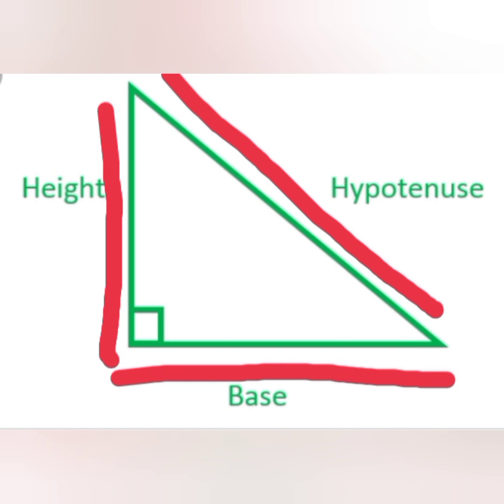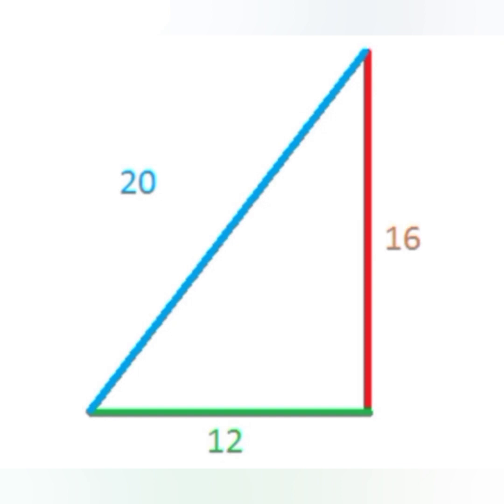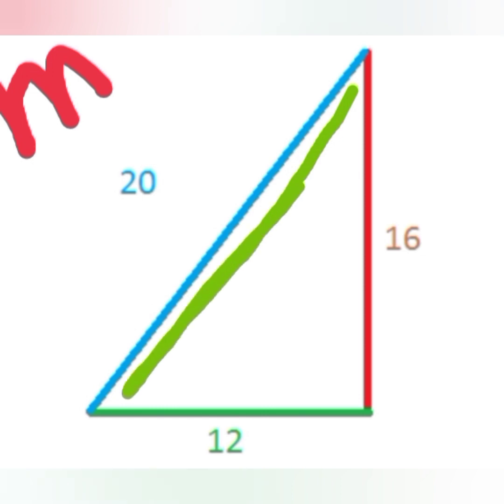So let's start. Here you can see that the hypotenuse is 20, the base is 12 and the height is 16. I am calculating it in meters, since displacement and distance have the SI unit of meter. Now next we are going to learn about distance and displacement. You can see that the blue line drawn here is the hypotenuse and it is 20 meters.